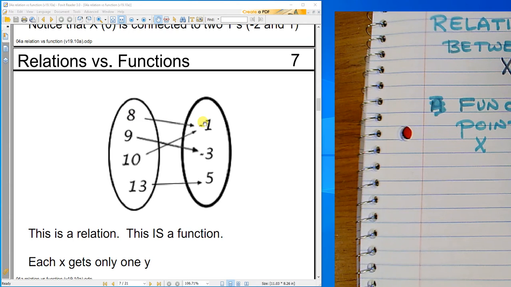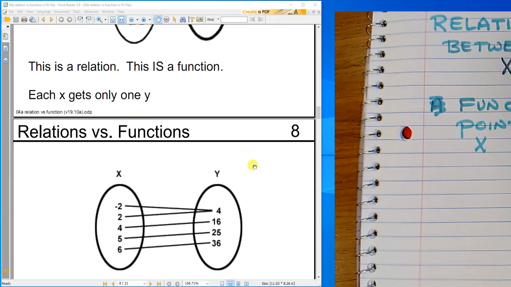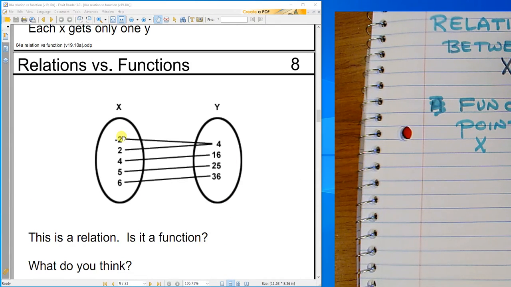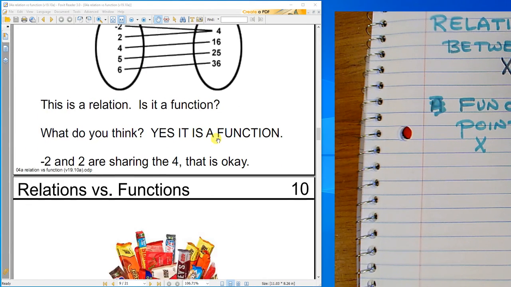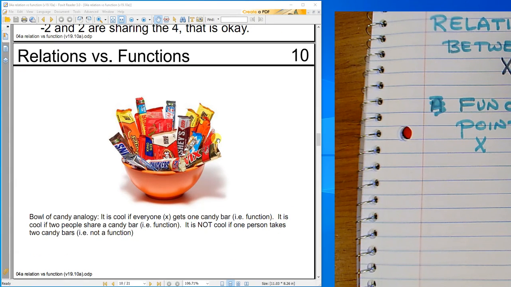X grabs a -1, that's cool. 9 grabs a -3, that's cool. 10 grabs a -1, that's cool. Each x gets one y. Here, this is cool. -2 takes a 4, 2 takes a 4. Each x gets one y. Once again, a function.